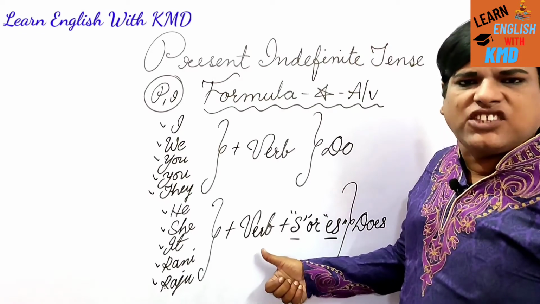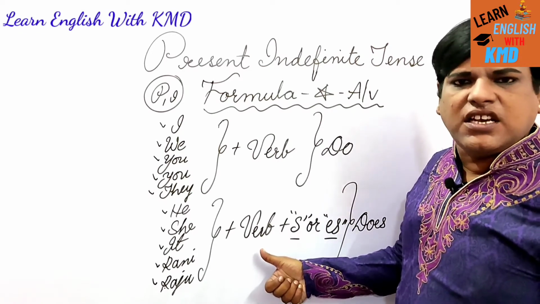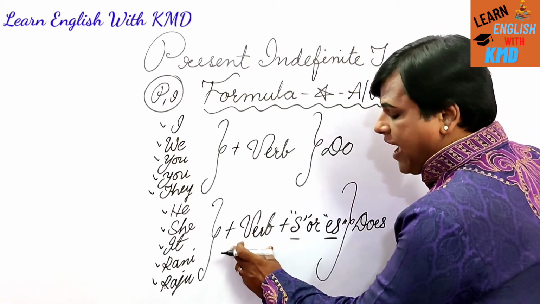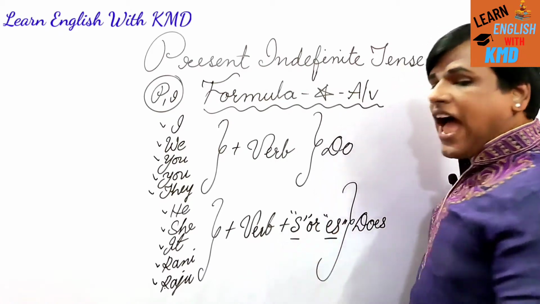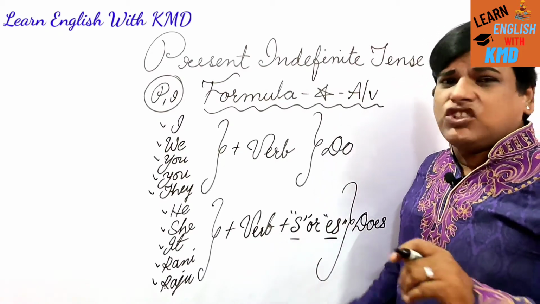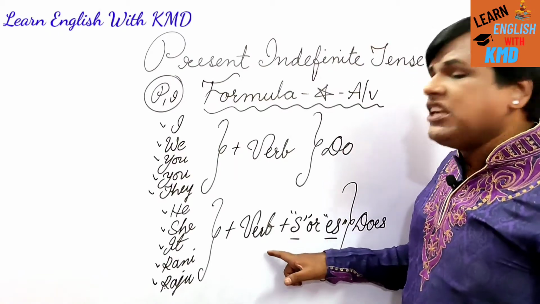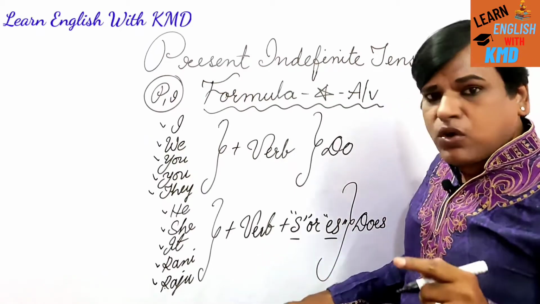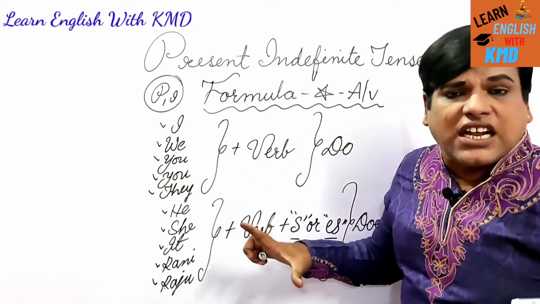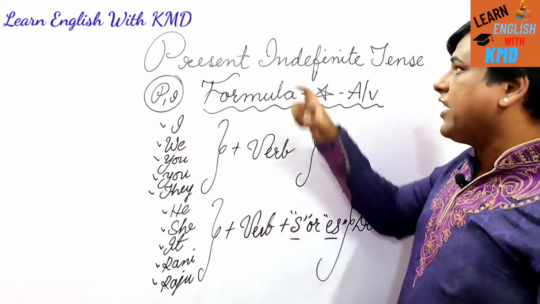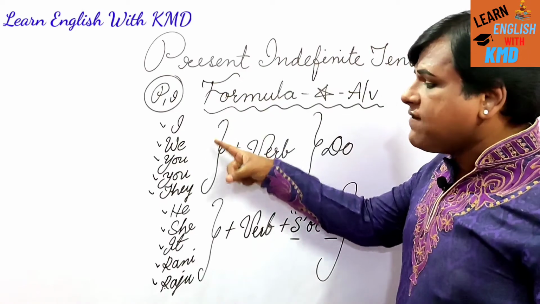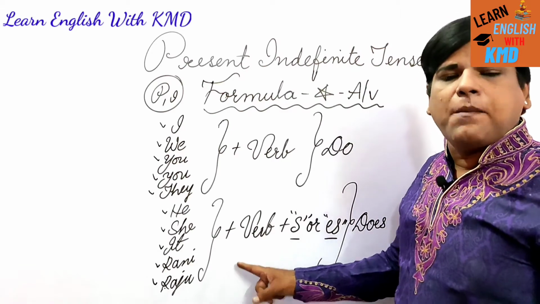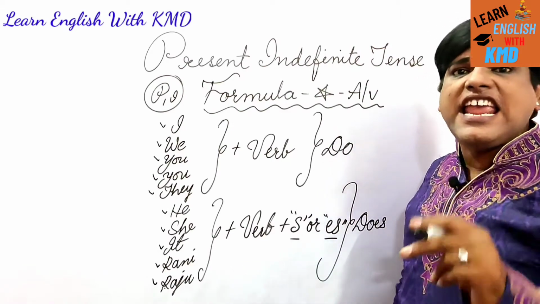Now, what's the formula for he, she, Ronnie, Raju, for third person singular? The formula is a bit different here. You have to add verb, and after verb, you're supposed to add s or es. Just adding verb is not enough here. You need to add s or es after the verb when you are talking about third person singular. Hope the things are clear. Hope the formula is clear for present indefinite tense in active voice. I, we, you, they plus verb; he, she, it, Ronnie, Raju plus verb plus s or es.